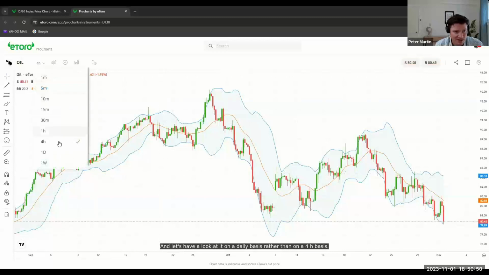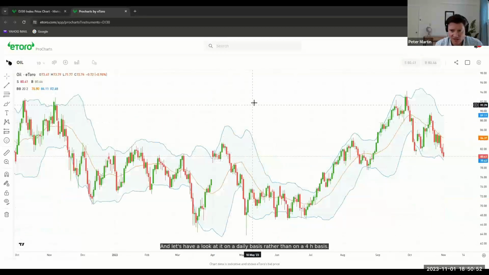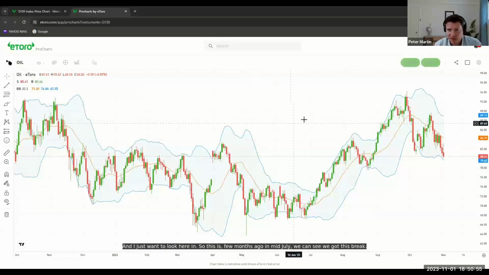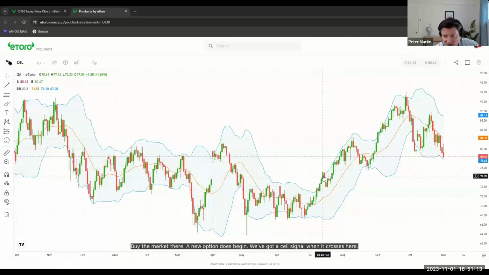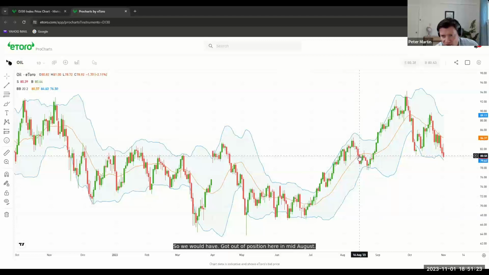And let's have a look at it on a daily basis rather than on a 4-hour basis. I just want to look here, so this is a few months ago in mid-July. We can see we got this break outside the top Bollinger Band. So this is a buy signal you've got on the 13th of July. Buy the market there. A new uptrend does begin. We've got a sell signal when it crosses here, so we would have got out of the position here in mid-August.